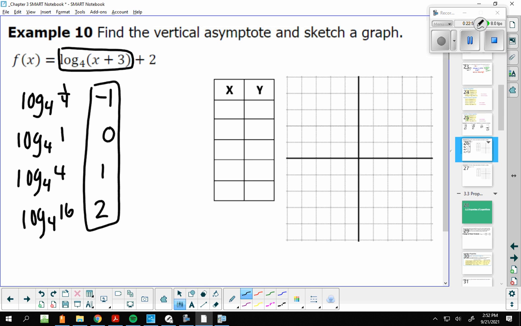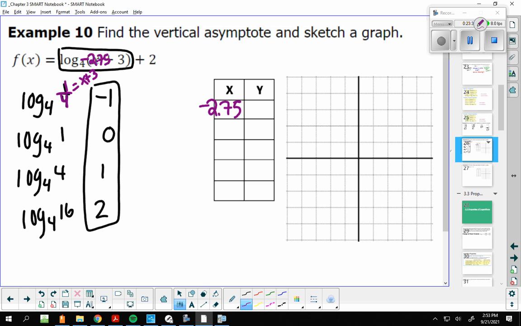So, if I want an argument of 1/4, what would I have to plug in for x? So what we can do is set this equal to x plus 3 and solve for x. 1/4 minus 3 is negative 2.75. So if I plug in negative 2.75 for x here, then I get an argument of 1/4, and then I can actually answer the question. 4 to what power is 1/4? And I can say, oh, I know, that's negative 1. Right? I know what that answer is.